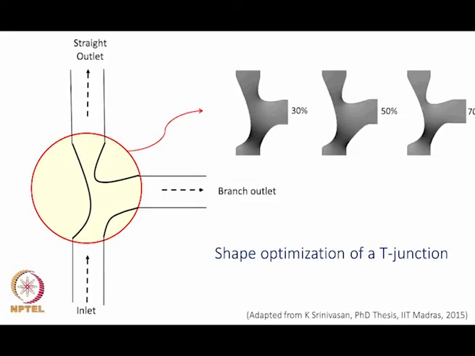For example, using thumb rules we will not be able to tackle this T junction problem and then come up with shapes of this junction which will give you 30% or 50% or 70%. If you want to do that, we have to do either experimentation, which is very costly and very time taking, or we have to try to solve the governing equations.